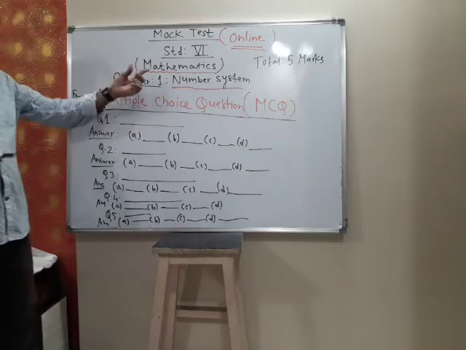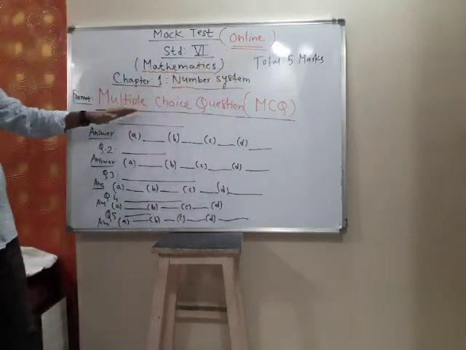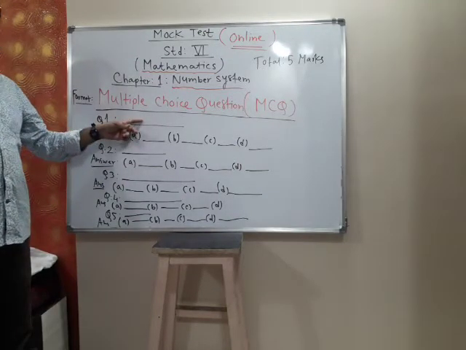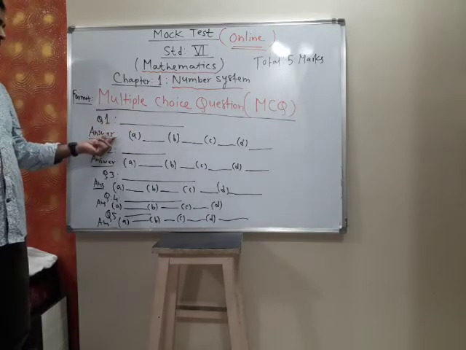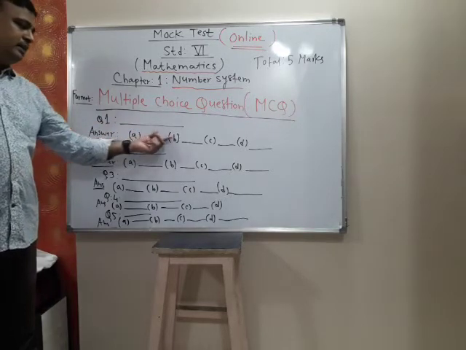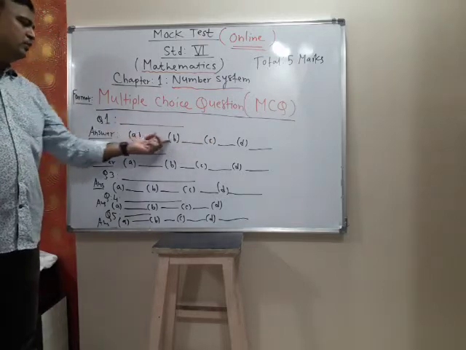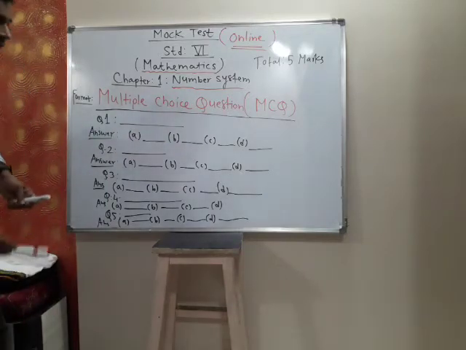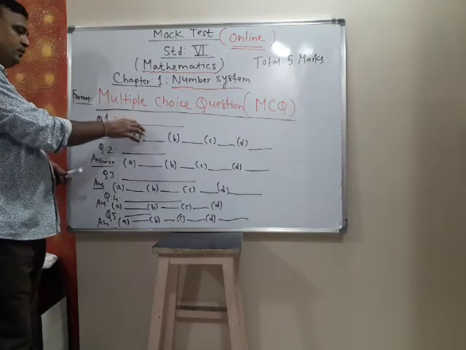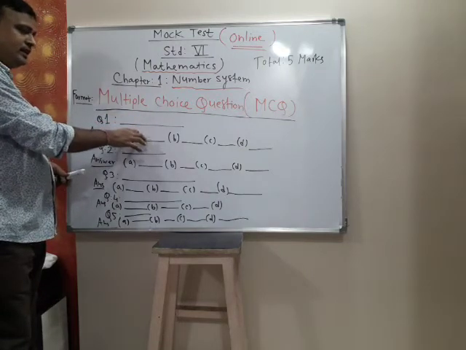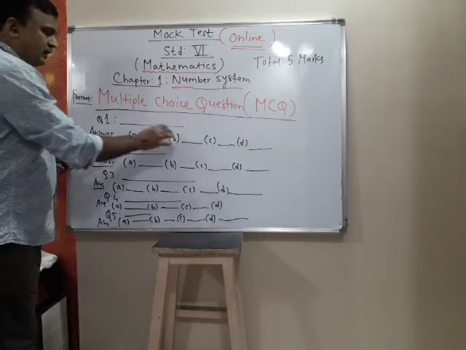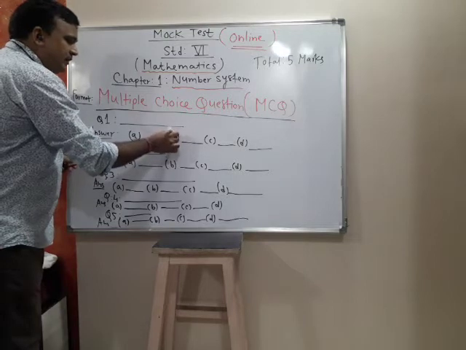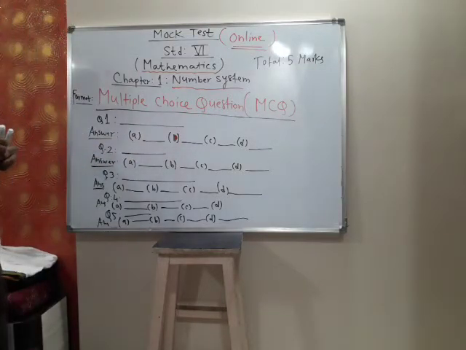In mathematics, the total weightage is 5 marks. There will be 5 questions, and each question will have 1 mark. Question number 1 will be given. For each question, you will be given 4 options, A, B, C, D, or you can say 1, 2, 3, 4. After reading the question, whichever answer you find correct, you just click that answer. Suppose B is the correct answer, I will click B.